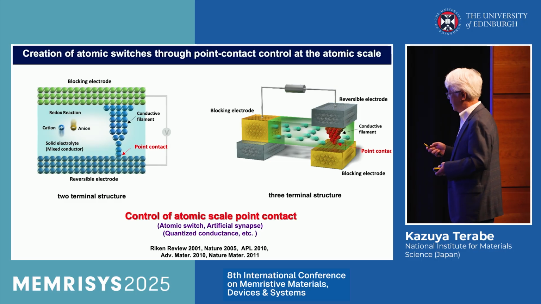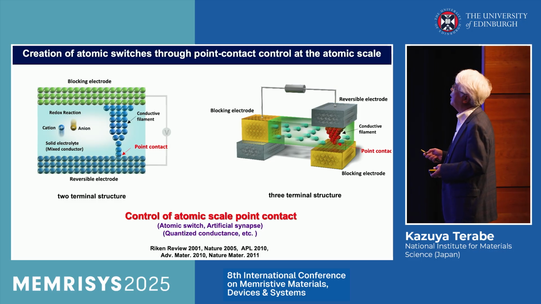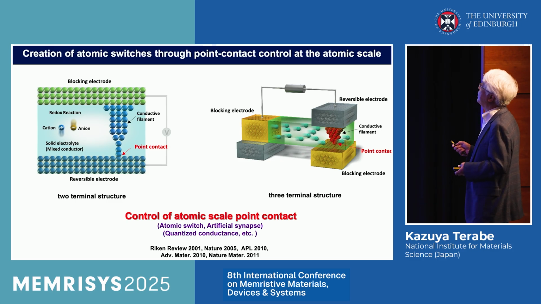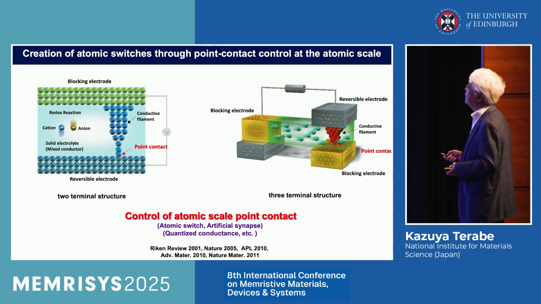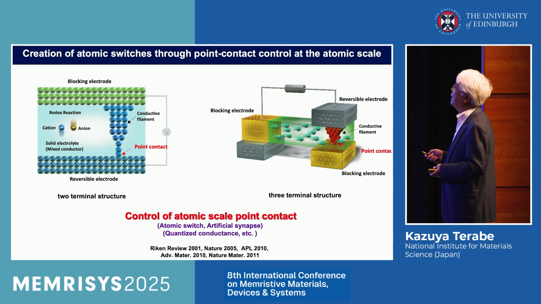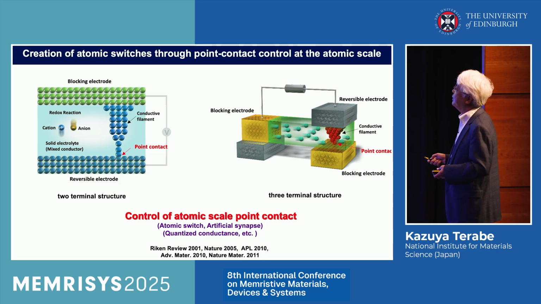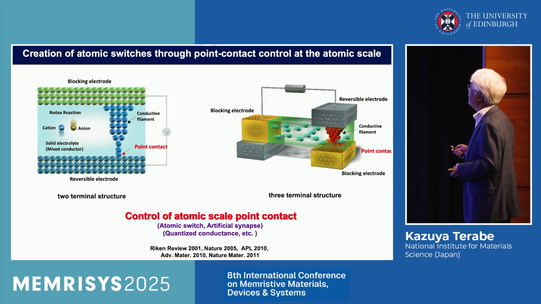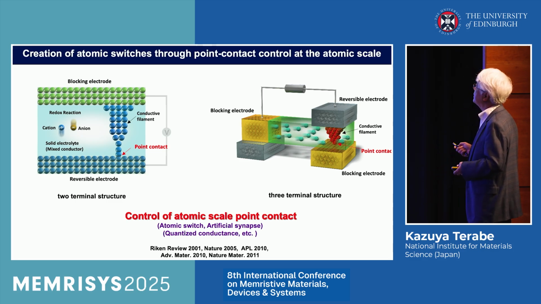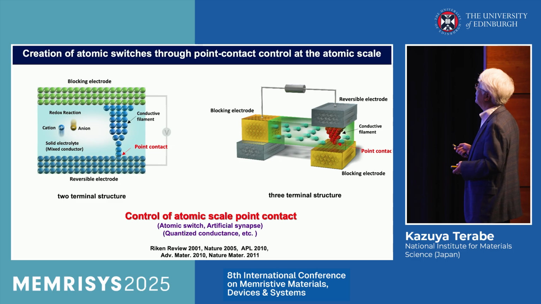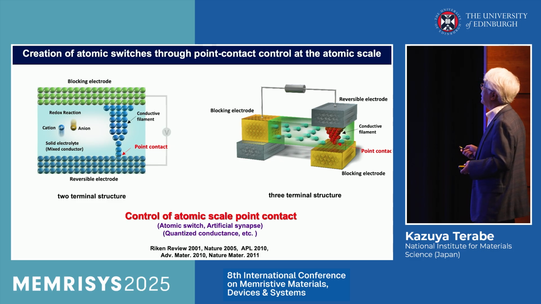At first, let me introduce the atomic switch, through the point of contact at the atomic scale. This is a two-terminal device. This is a conductive filament, so we can control the point of contact at the atomic scale. This is a three-terminal atomic switch. This is the point of contact, and this is the gate and the source and drain. We can control the gate bias. The point of contact can be controlled at the atomic scale.